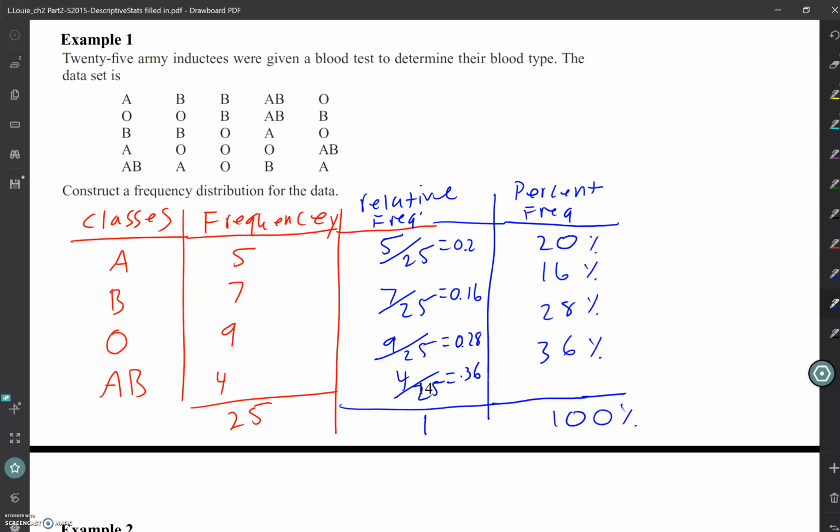Now I will specifically ask you if I want the relative frequency or the percent frequency. It'll say build a relative frequency distribution or build a percent frequency distribution. You'll need the pieces before it in order to do that, but if I just asked you for a basic frequency distribution, you just need this stuff in red. Questions on that?